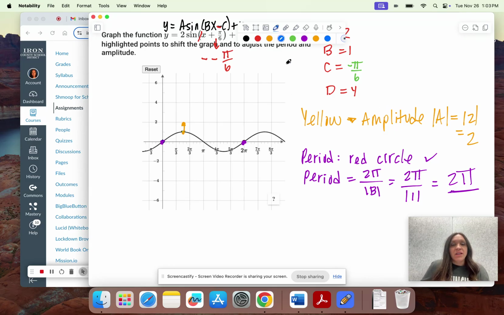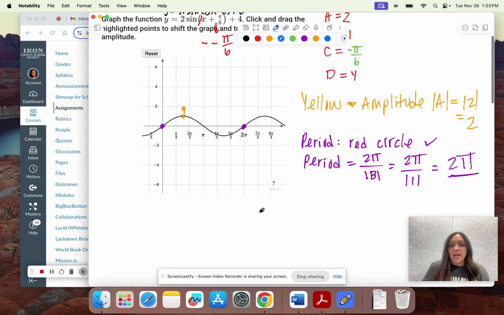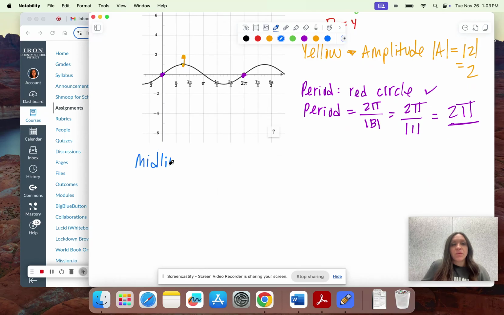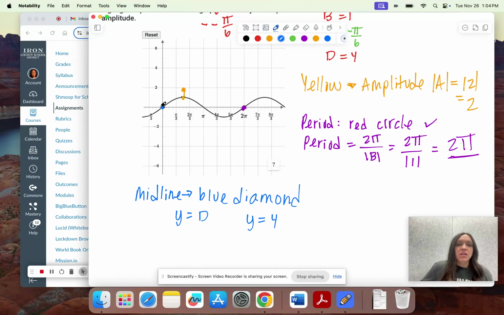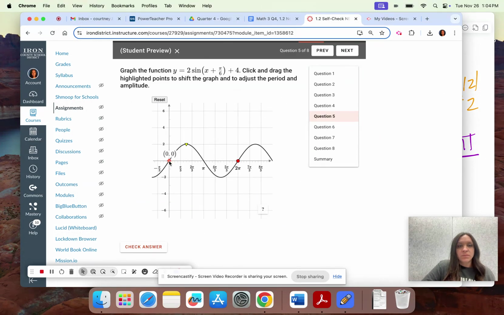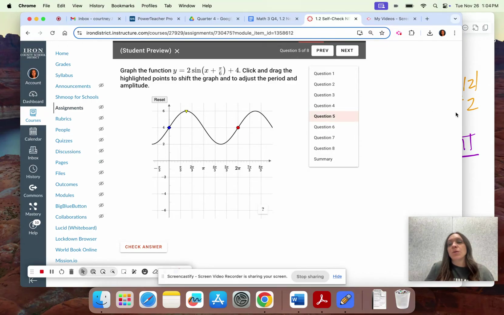Okay, not the last one. The next one we're going to do is the midline. And that is the blue one. I wanted to say diamond. So that's y equals d, and d is 4. So y equals 4 is our midline. So we want to move our diamond up to 4, up to the midline. So see, now the middle of our graph, look, if I cut that graph in half, it would be at y equals 4. That's what we want.